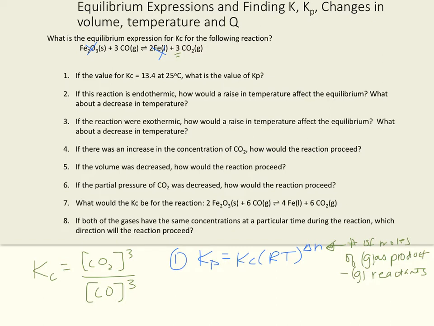So if I look at my reactant or my product, I've got 3 moles of gas on the product side. So 3 minus, and then I have 3 moles of gas on the reactant side, minus 3. And so my delta N is equal to 0. And so I get Kp is equal to Kc times RT raised to the 0. And anything raised to the 0 is 1. You can put it in your calculator. If you want to put 1,000 raised to 0, you're going to get 1. And so this turns into 1. And so Kp is equal to Kc.